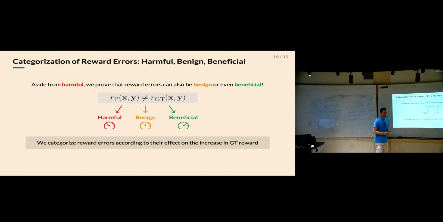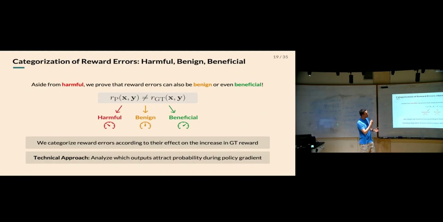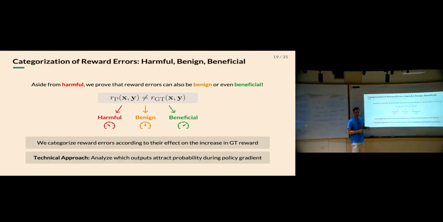We do this categorization by analyzing which outputs attract probability under policy gradient. Until now, we talked about how, if you have low reward variance, you're in a very flat area. Now we're going to talk about which directions policy gradient takes and how that affects whether deviating from the ground truth reward is beneficial or not.